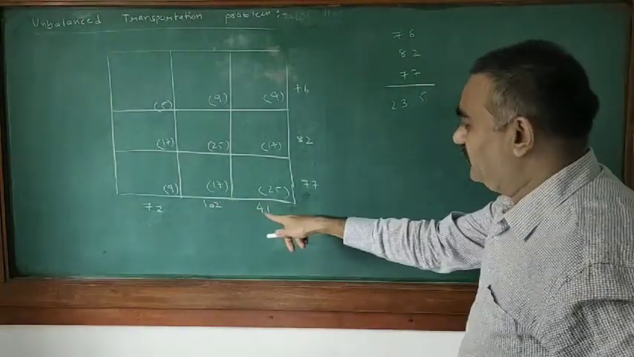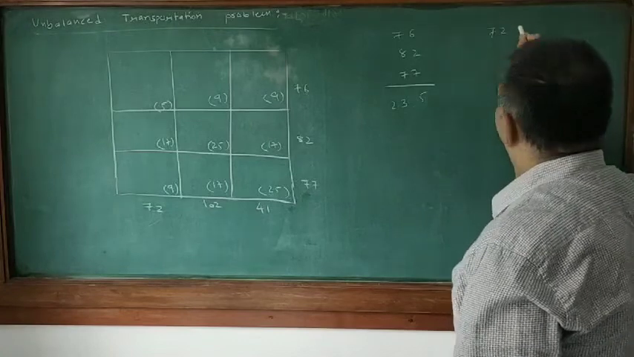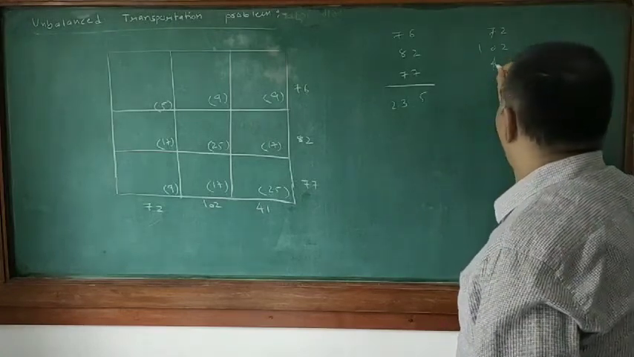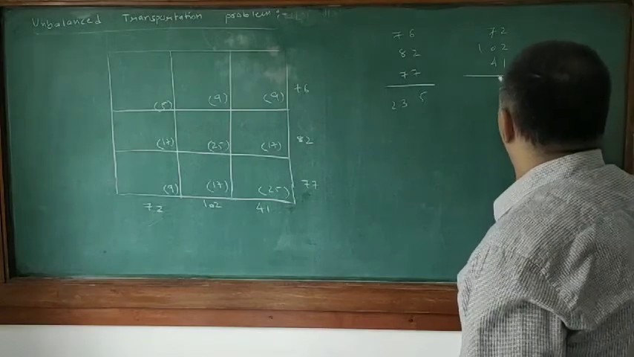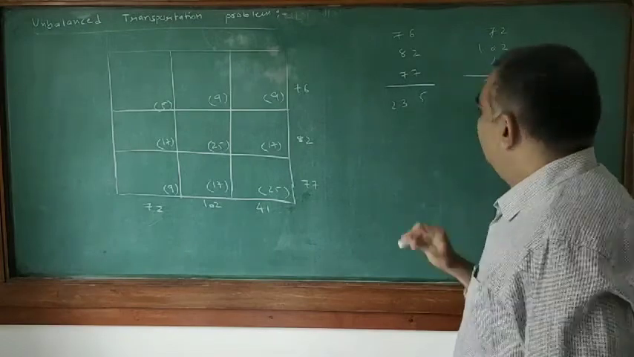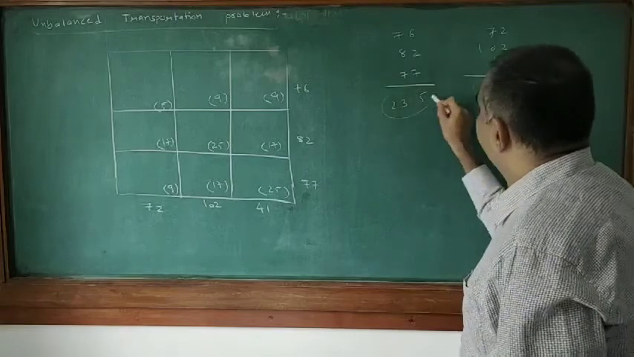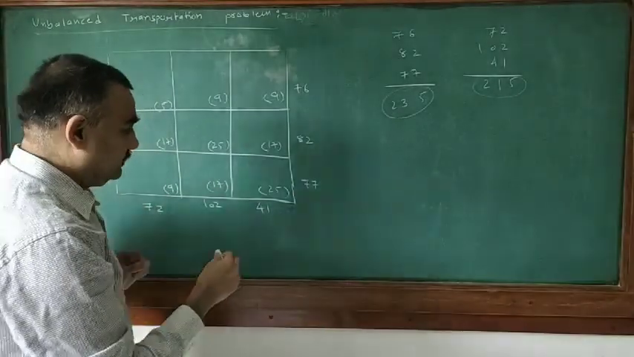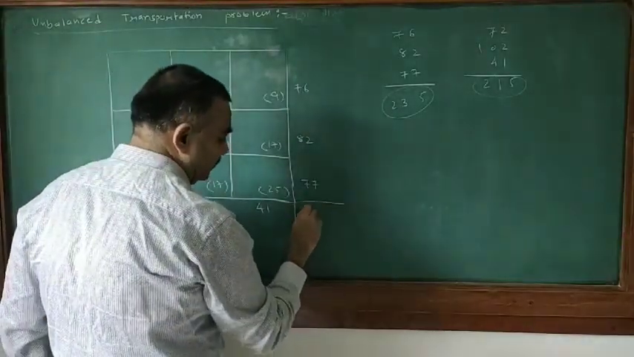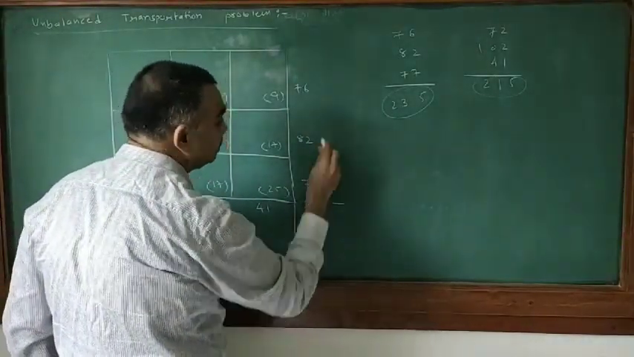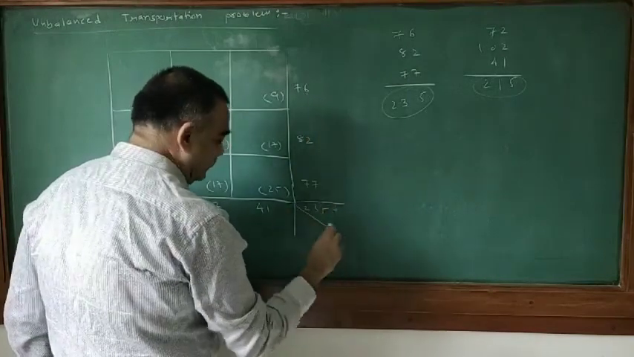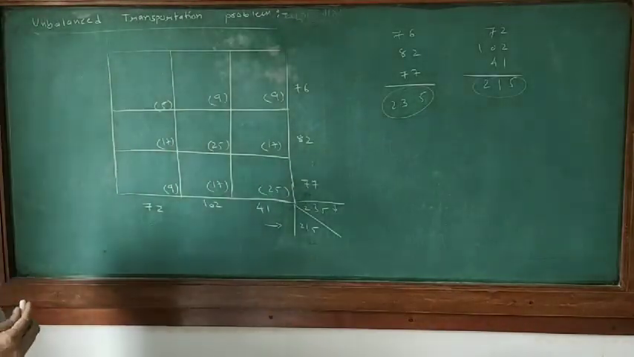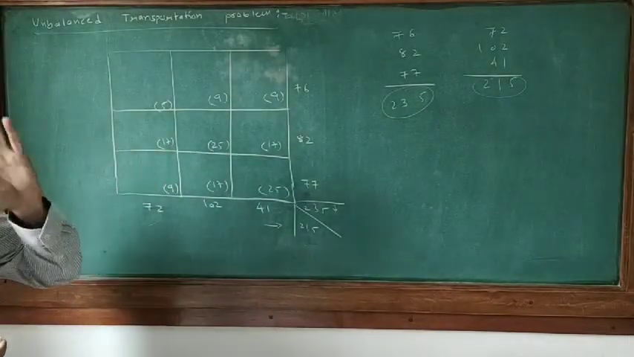But if you sum the demand, 72, 102 and 41, so it is 5, 1 and 0. So it is 215. So there is a gap: this sum is 235 and this sum is 215. I think you understand.